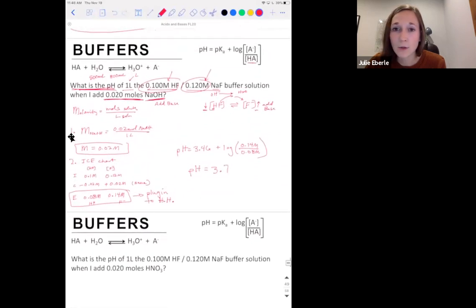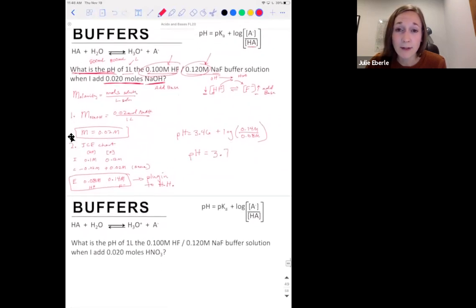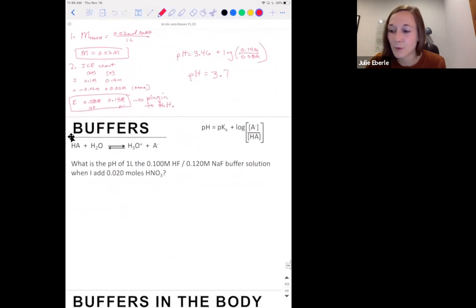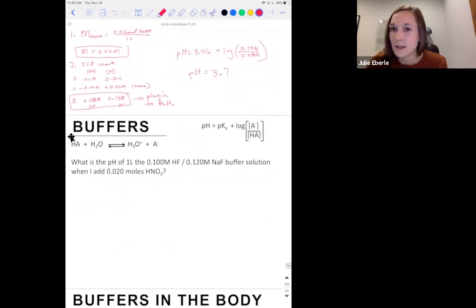Okay, so we're two-thirds of the way done. These are long problems, by the way. I don't know if I mentioned that. So they're going to be worth a lot of points on the exam. Now we're going to look at what happens if you add an acid. We have nitric acid here. It's a strong acid. Same idea.